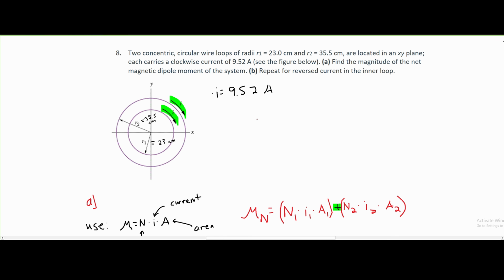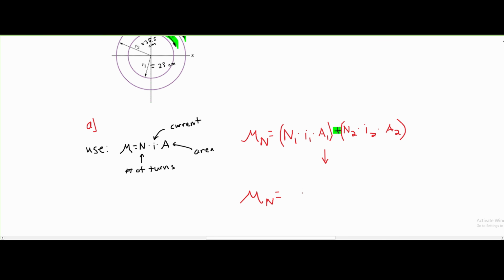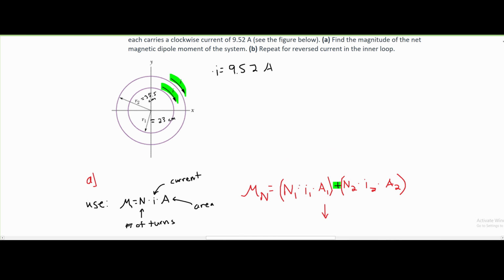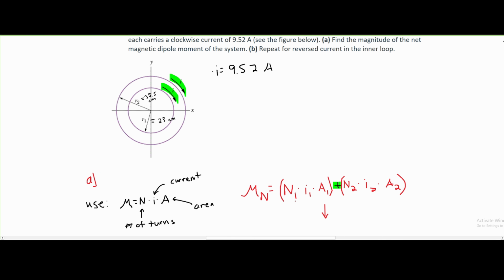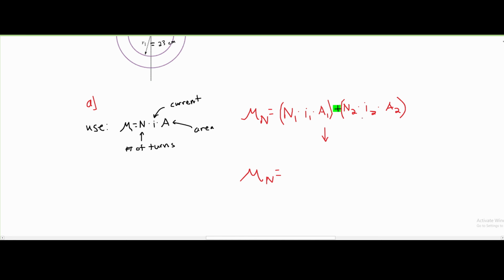Our number of turns isn't stated here, so we can assume that it is just 1 for both of these. Our current is the same at 9.52 amps, and the area is the only thing that is going to be different. We can factor our n and our I out because those are both the same, and we'll write this as n times I times the area of 1 plus the area of 2. And the area for a circle is just A equal to pi r squared.